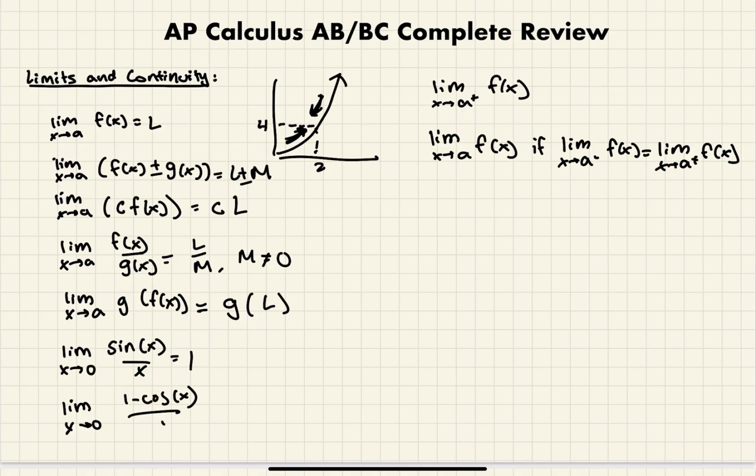Similarly, 1 minus cosine of x over x is the same story, except this would be equal to 0 instead of 1.